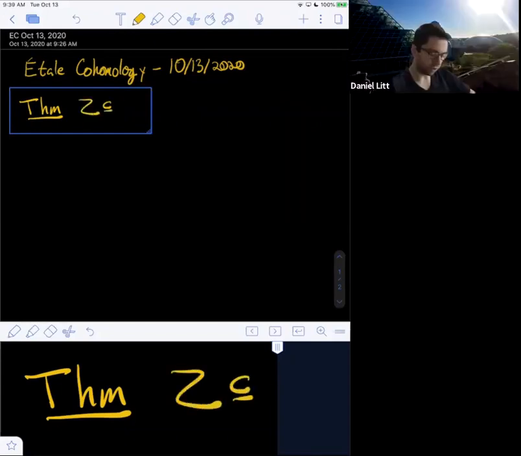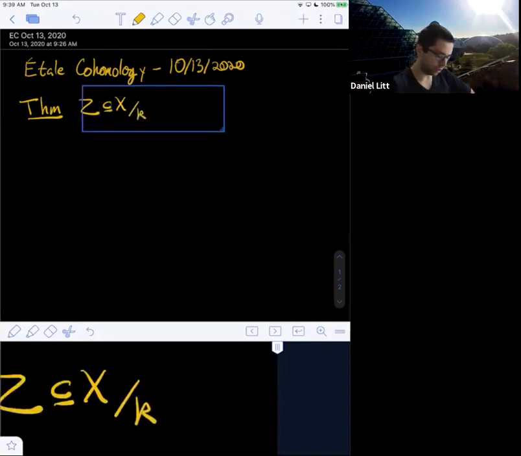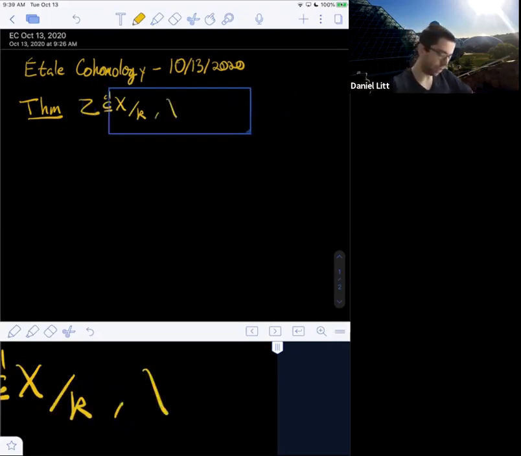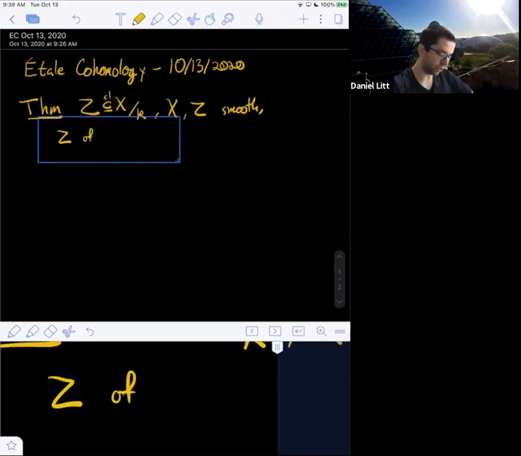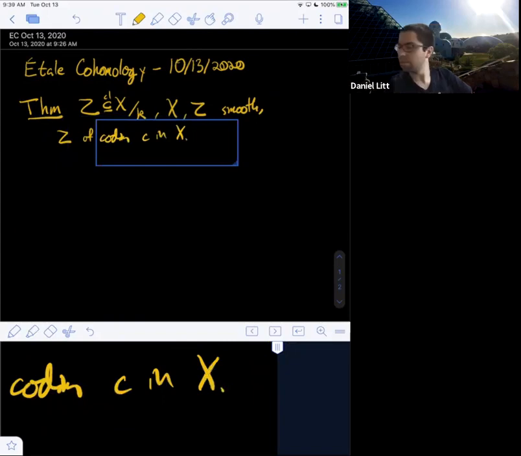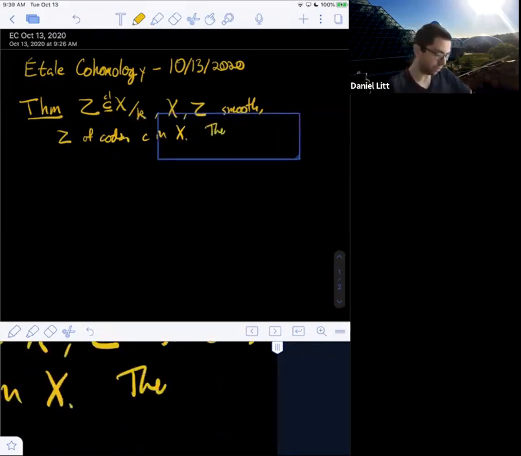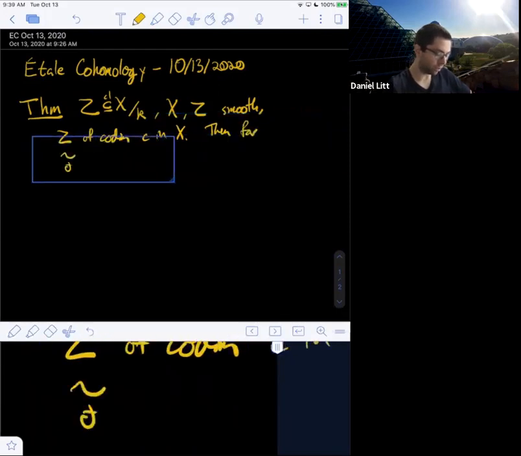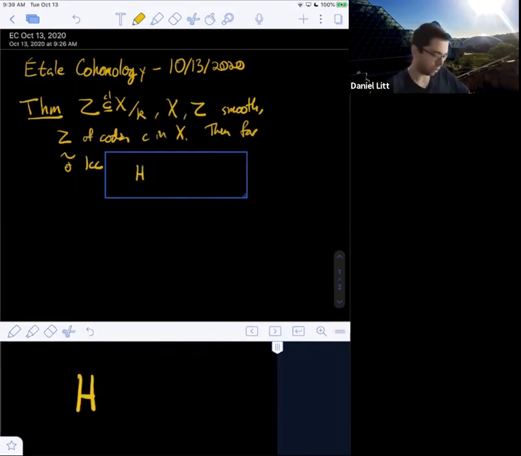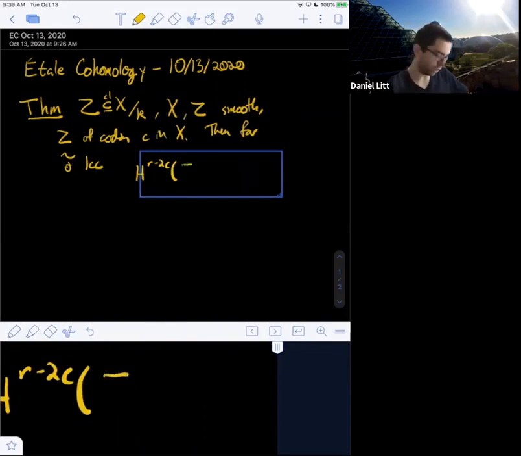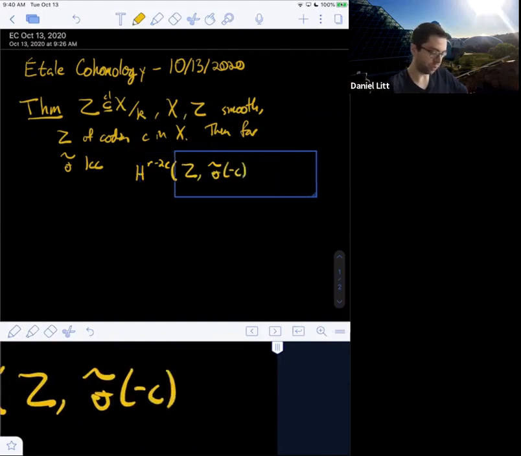So here's the situation. Z inside of X is a closed immersion of k-schemes, and X and Z are smooth, and Z is of codimension c in X. Then the claim was that for F locally constant constructible, we have that H^(r-2c) of Z with coefficients in a twist of F. Here this means tensoring with the c-th tensor power of mu_n, where n is something divisible by the torsion order of F, tensoring that to the minus c, and tensoring it with F.